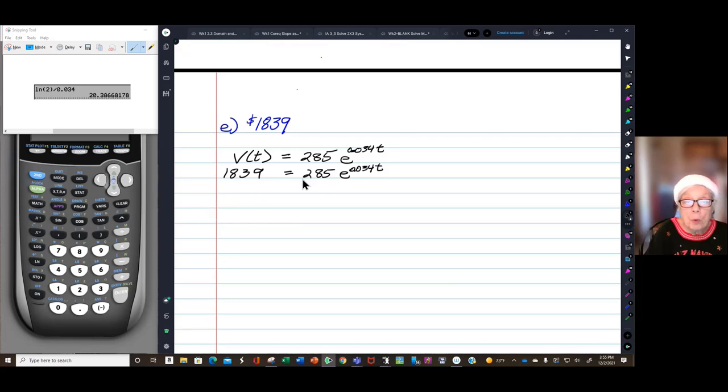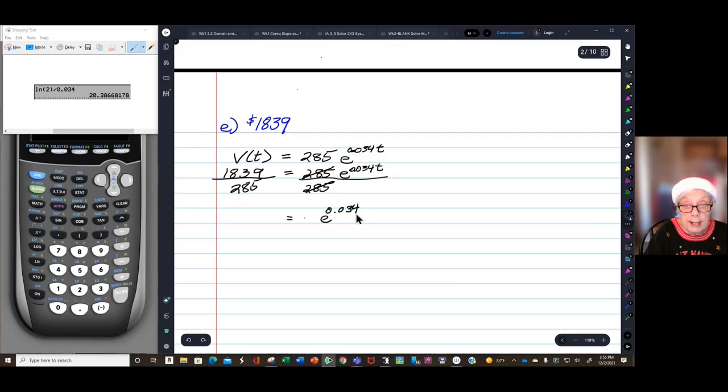Okay. Step one, I divide both sides by the number in front of e. I do not put it in the calculator yet. Why? Because of round off error. It can cause you to get a wrong answer, and you don't want that. Who would want a wrong answer? 1839 over 285.